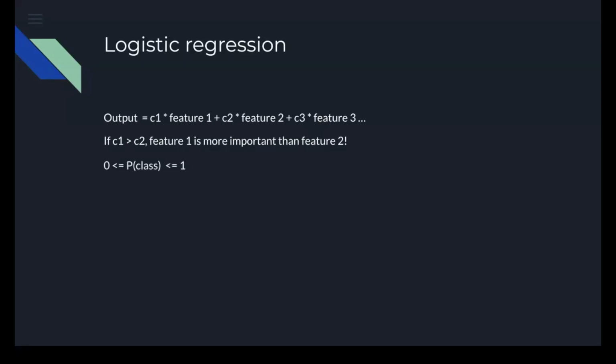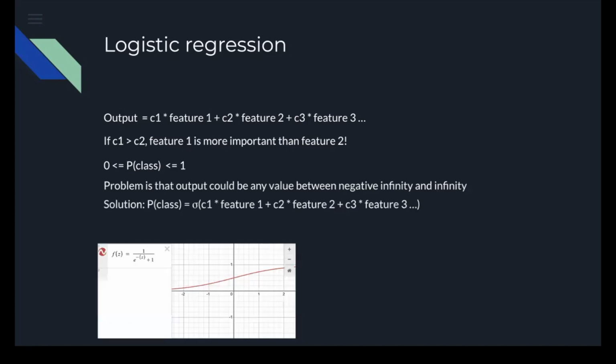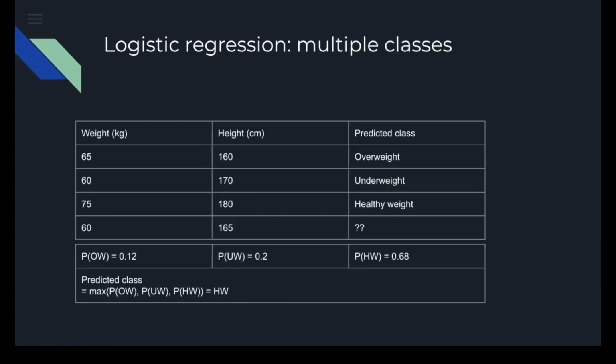An output of 1 represents that the algorithm is certain that the object belongs to a class, while an output of 0 represents certainty that the object does not belong to the class. To convert a target value that with the linear regression algorithm could resolve to any value between negative infinity and infinity, you generally use the sigmoid function. When you have multiple classes, for example, normal weight, underweight, and overweight, you compute the probabilities for each class, then use the class that the algorithm is most confident the object belongs to.